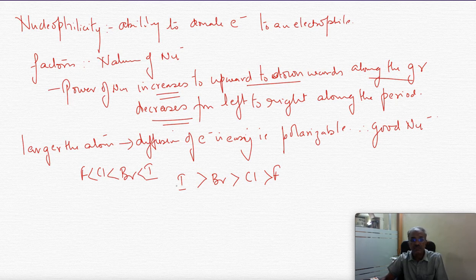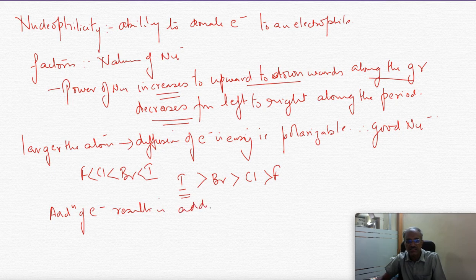Why does this electron density increase? Because addition of electrons results in addition of shells, and therefore an increase in atomic radius. That we have read in class 9 and class 10.